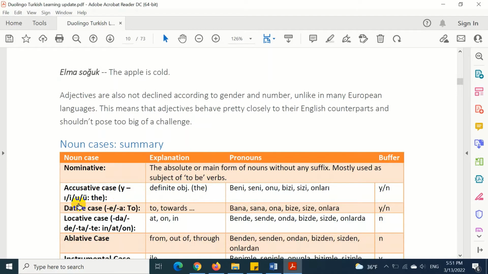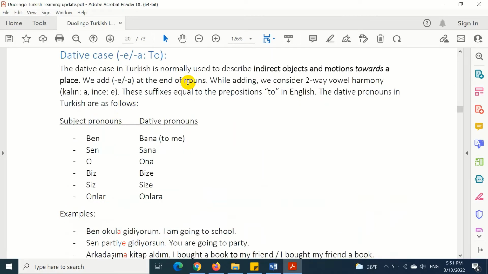And the second case is dative case. Dative case is used to describe indirect object and motions toward. Generally in English equivalent we have "to". And the suffix, and this suffix is either a or e, in order that a noun should be a destination.